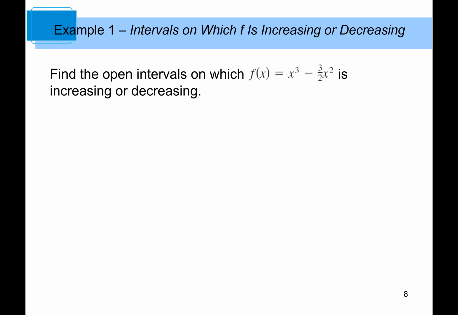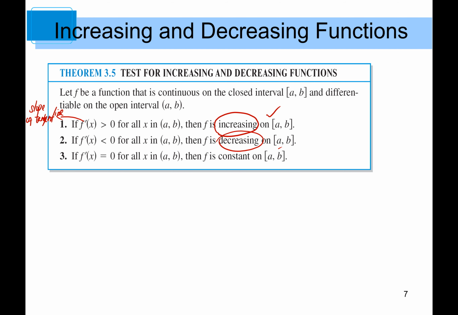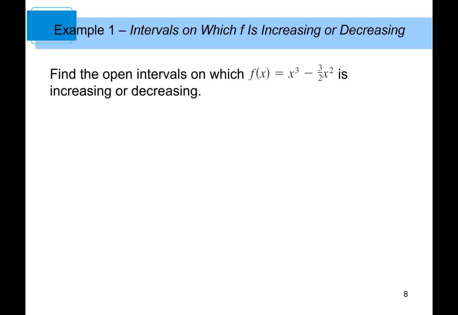Let's take a look at the first example, intervals on which f is increasing or decreasing. Find the open intervals on which f of x equals x cubed minus 3 over 2 x squared is increasing or decreasing. So we're going to apply the test really quick, but before that we have to find the derivative of f of x, f prime of x. So apply the power rule, we get 3x to the 3 minus 1 minus 3 over 2 times 2 times x to the 2 minus 1. So we get 3x squared minus 3x. We look at this, factor out 3x, then we get x minus 1.